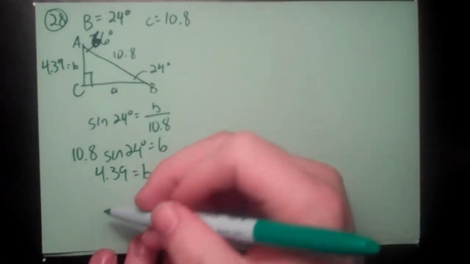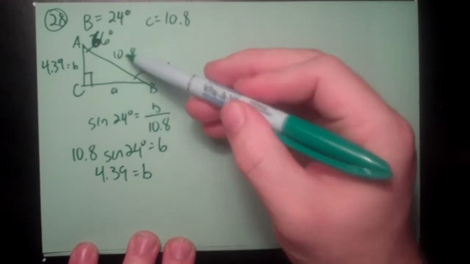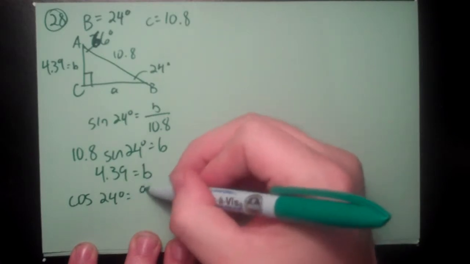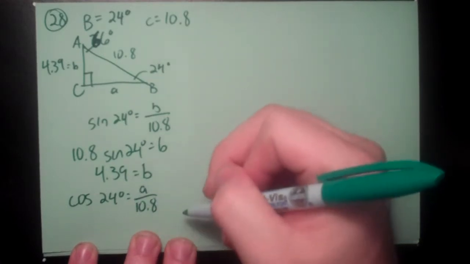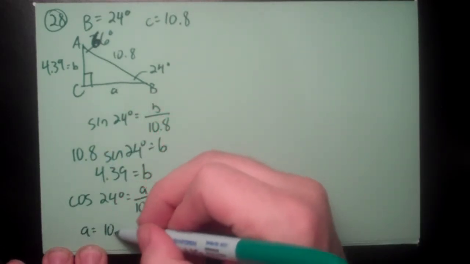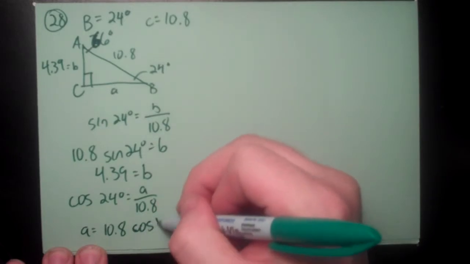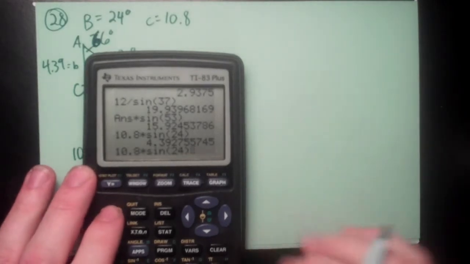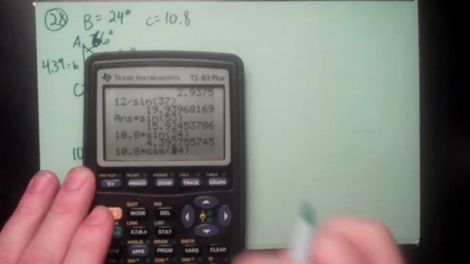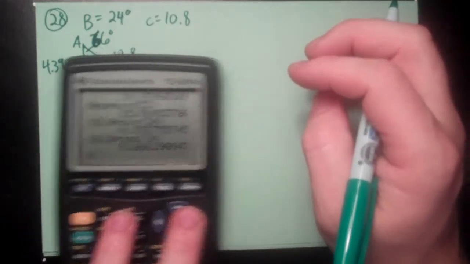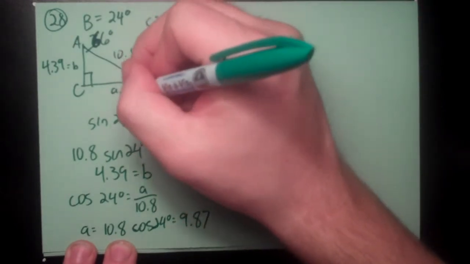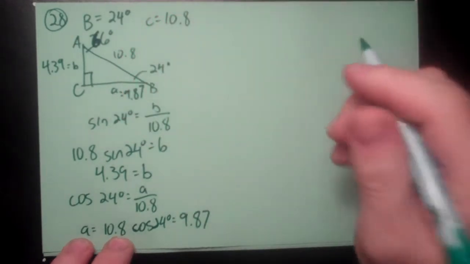Let's find a. Let's use 24 again. We've got the adjacent side and the hypotenuse. So the cosine of 24 degrees is equal to a over 10.8. Multiply by 10.8 on both sides. a is equal to 10.8 times the cosine of 24 degrees. We'll find out what that number is. Let's just bring this back. Change this to the cosine and we'll be good to go. 9.87. Alright, so this is 9.87. Easy as pie.